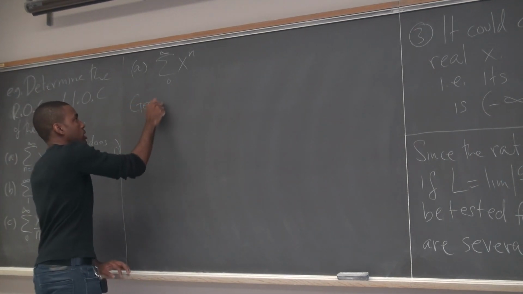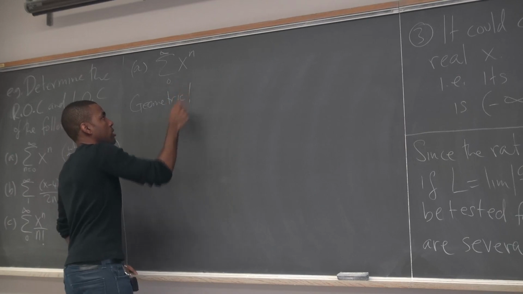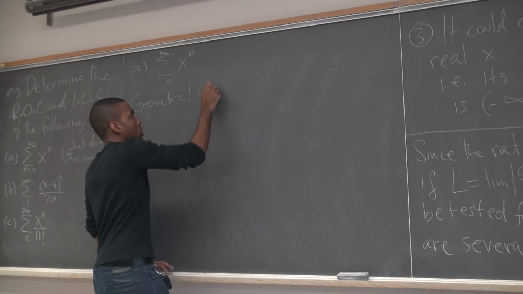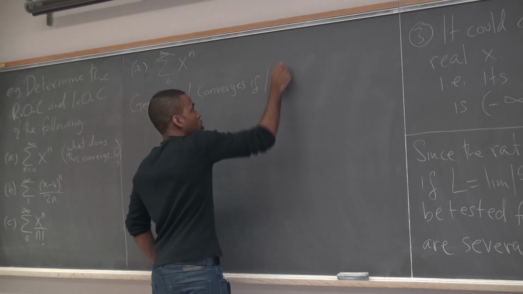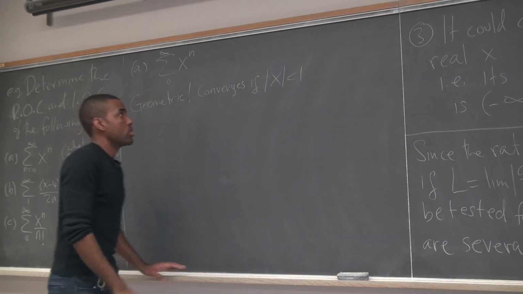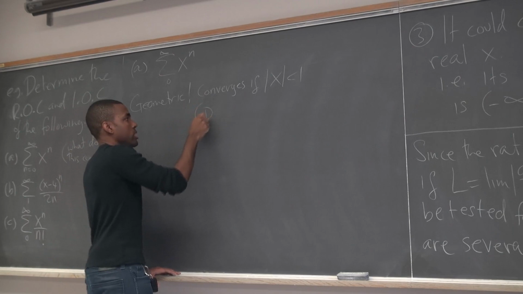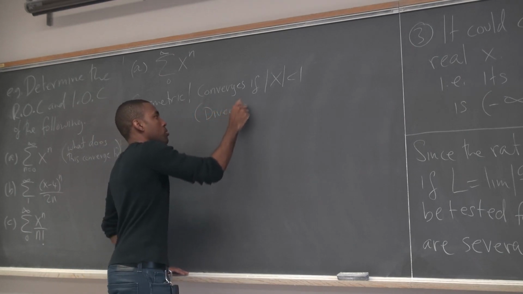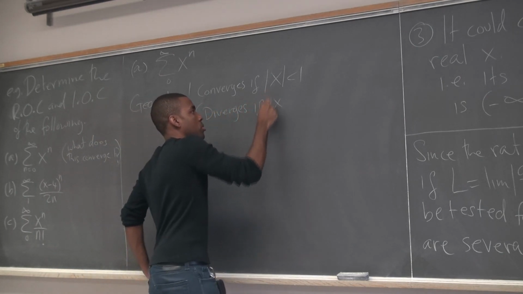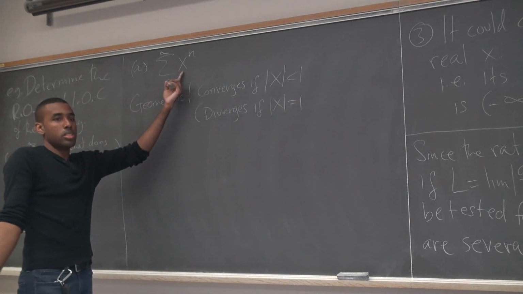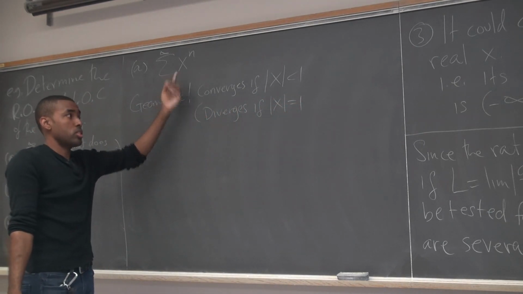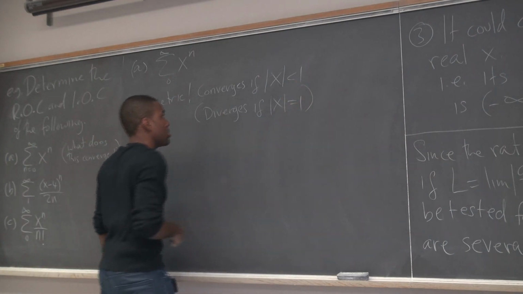So this is geometric. That's one way to do it. So it converges, we know, if x is strictly less than 1 in absolute value. And by the way, it diverges at the endpoints. Right? Because if I plug in 1 for your x, your limit doesn't go to 0, so the test for divergence shows that it diverges. So you could have done that.